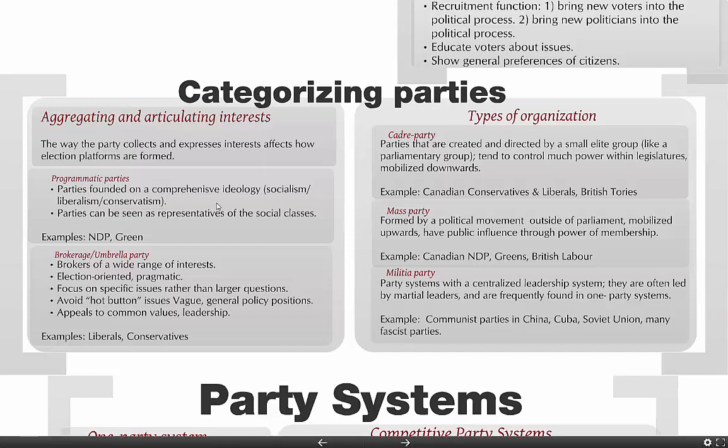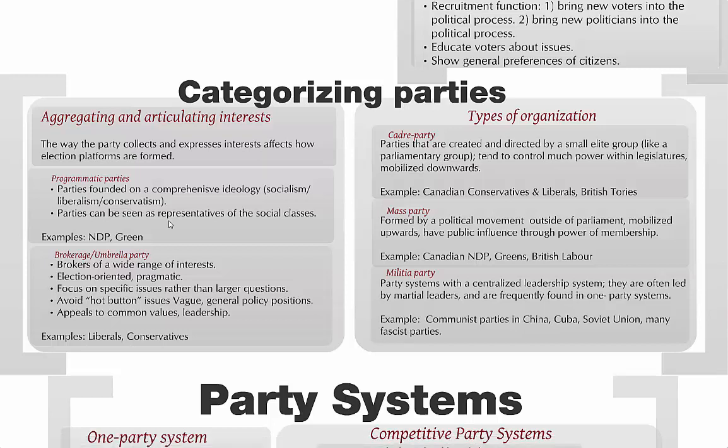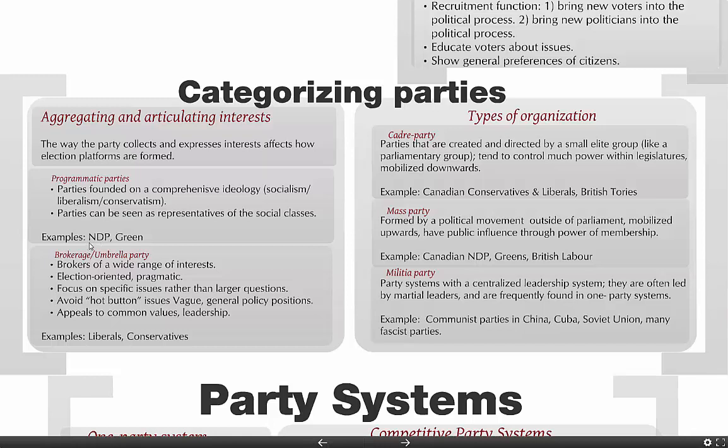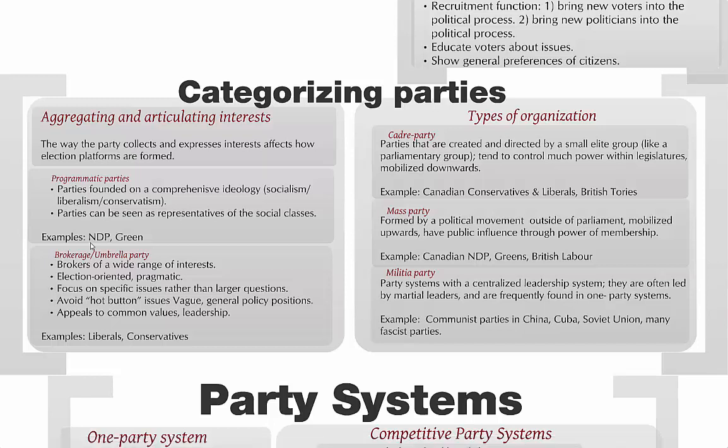It could be socialism or liberalism or conservatism, but they tend to be much more ideologically pure, and in some cases they can be seen as representatives of the social classes, for instance. I've put Canadian examples here. NDP, which is a social democratic party. It's a smaller, traditionally, party in Canadian politics.